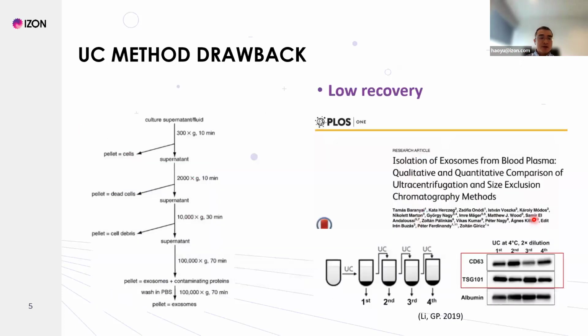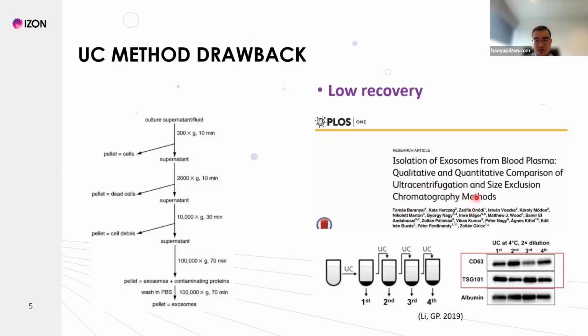And to mention why we shouldn't continue with the UC method, it has lots of drawbacks. First, it has very low recoveries and is time consuming. As shown in the left image, each step takes a long time, so it takes many steps and a long time to finish. And also in the article on the right side, you see here.